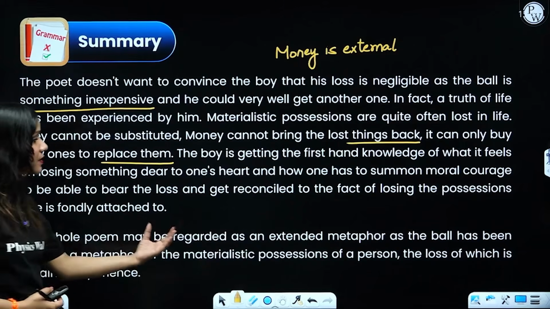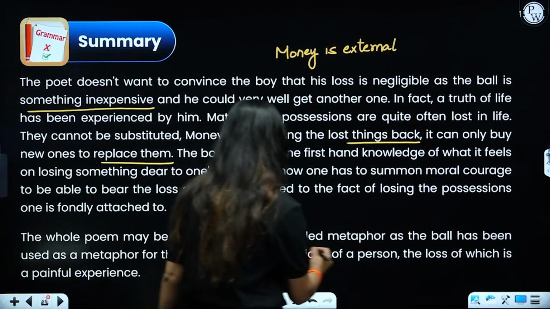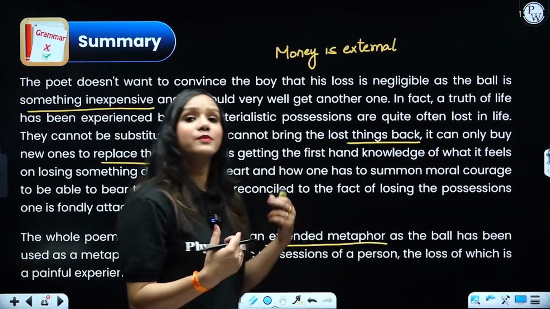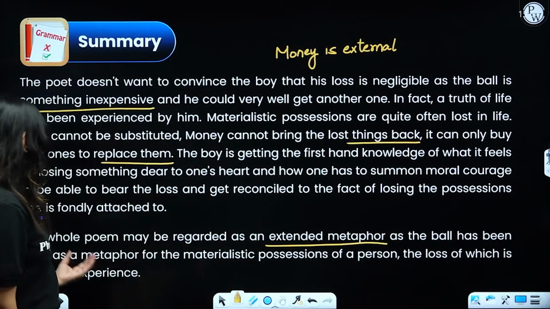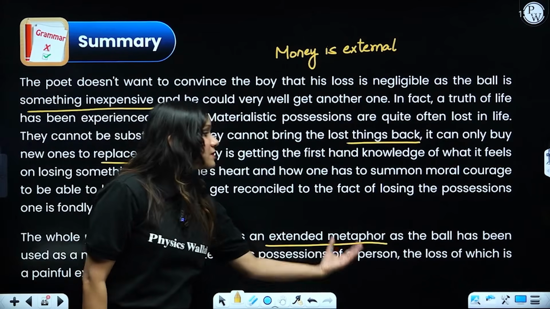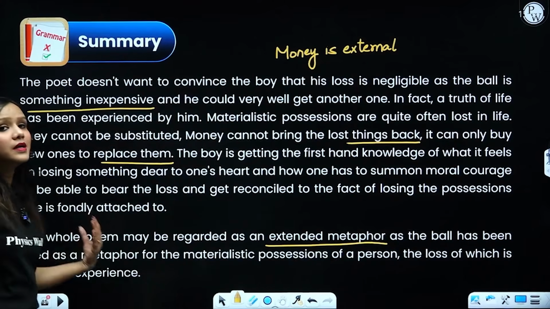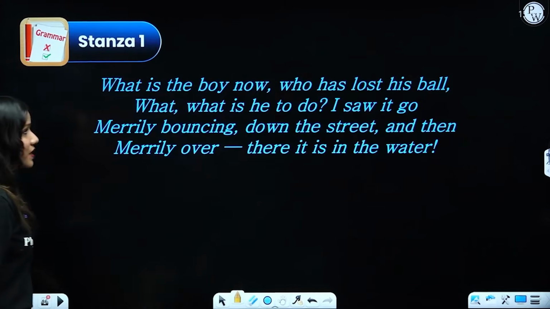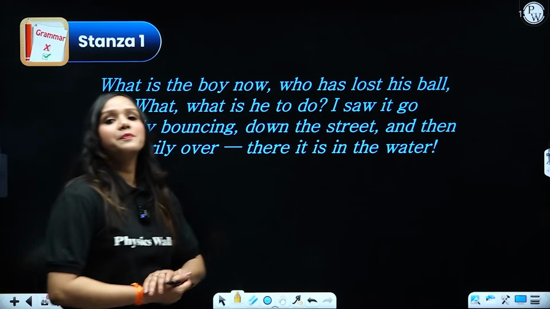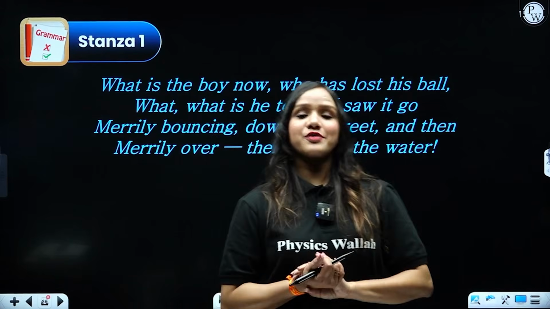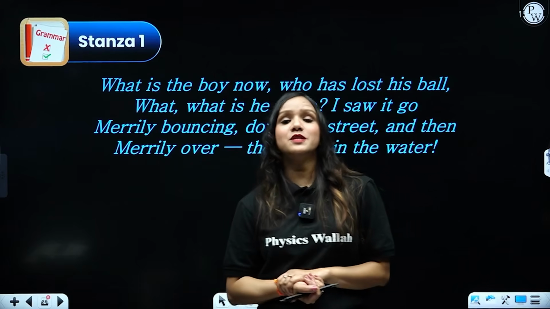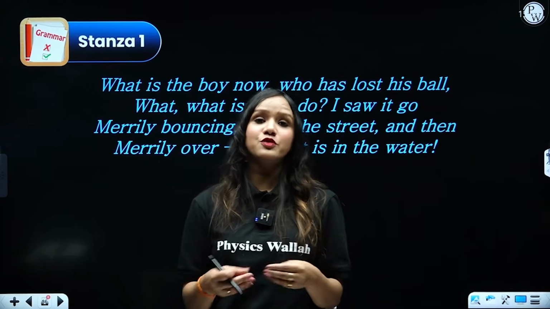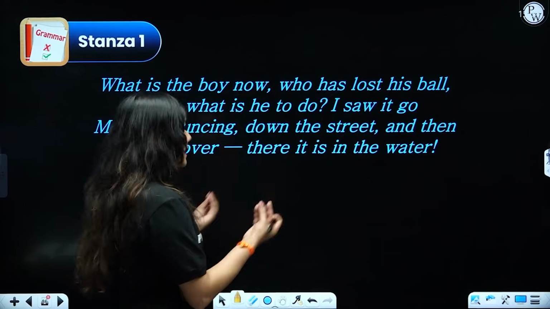The whole poem may be regarded as an extended metaphor. Definitely it's an extended metaphor, and here the ball has been used as a metaphor or symbol of the childhood memories attached to it, and of the materialistic possessions of a person, the loss of which is a painful experience, like we have in the case of the boy here. Now we are going to read the poem. Let me tell you an interesting fact about the poem. This particular poem is written in one single stanza, but I have broken down some lines into smaller chunks for your better understanding. Let's have a look at that.